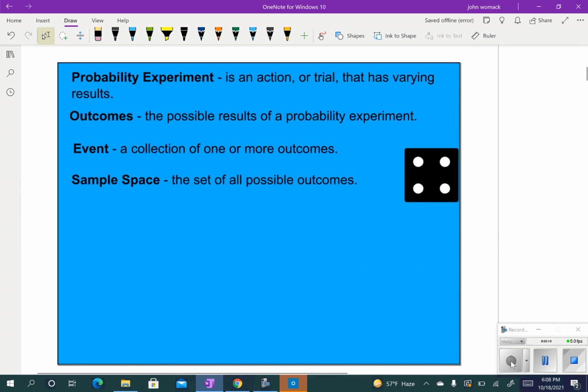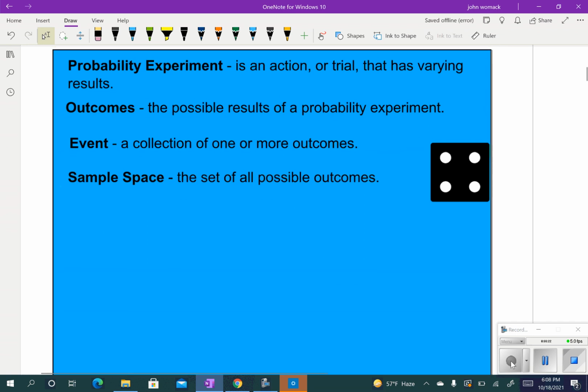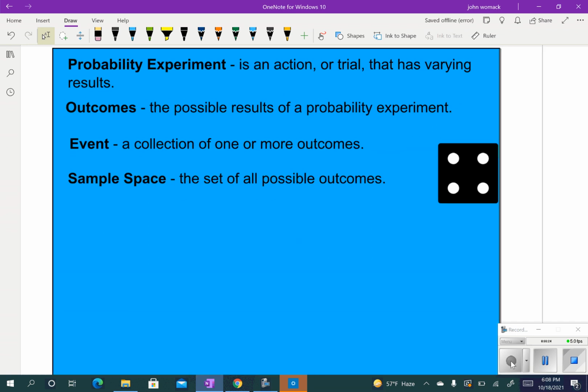I'll read through them, but this may be something you want to pause and write down. The first one says a probability experiment is an action or a trial that has varying results. Outcomes are the possible results of a probability experiment. Events are a collection of one or more outcomes, and sample space is the set of all possible outcomes. Now, these aren't going to make a lot of sense until we go through and talk about them, but if you want to stop and write down those definitions, you can.